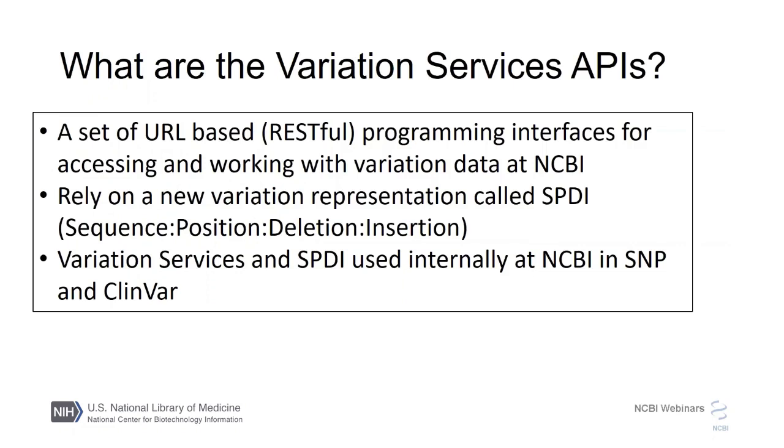Okay, so what are these variation services APIs? This is a set of URL-based or RESTful programming interfaces for accessing and working with variation data at NCBI. As I said, they rely on this new variation representation called SPDI, which stands for Sequence, Position, Deletion, Insertion. Variation services and SPDI are used internally at NCBI in dbSNP and ClinVar, and it's how we manage to deal with the large numbers of variants that are present in both of those resources.